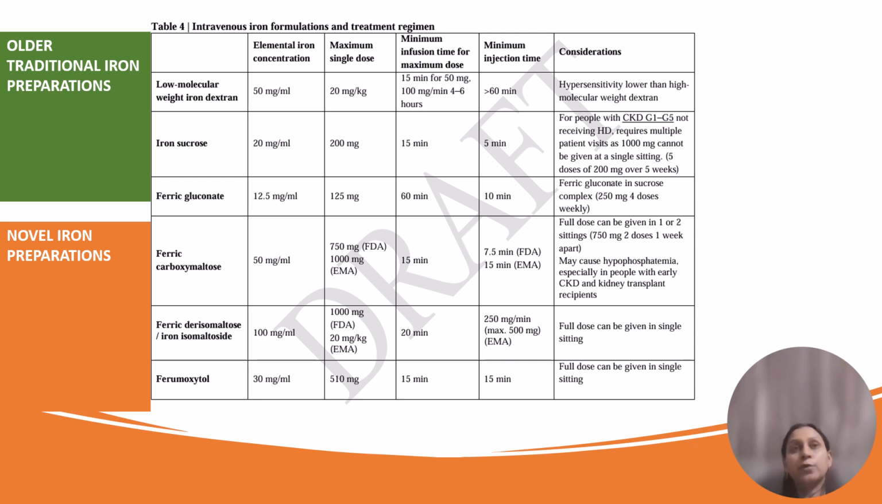250 milligrams of 4 doses weekly should be given. But when you look at the novel iron preparations, the dose is much higher. You have 750 milligrams, 1 gram of ferric carboxymaltose, and the full dose can be given in either 1 or 2 sittings. Similarly, with ferric isomaltoside, a 1 gram injection, the full dose can be given in just one sitting, and ferumoxytol also, the full dose can be given in one sitting.